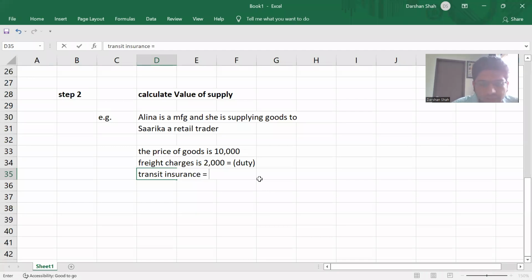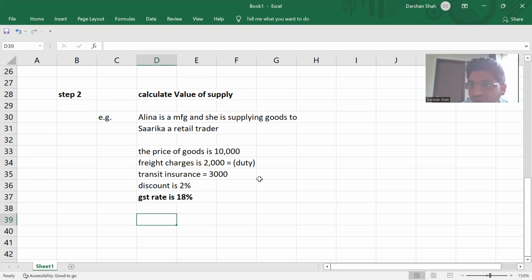Transit insurance is, let us say, 3,000. Okay, and discount is, let us say, 2%. So what is the value of supply in this case, and let us say the GST rate is 18%, right? So now for Sarika to pay GST to Alina, we need to know the value of supply and we need to know the rate, right?